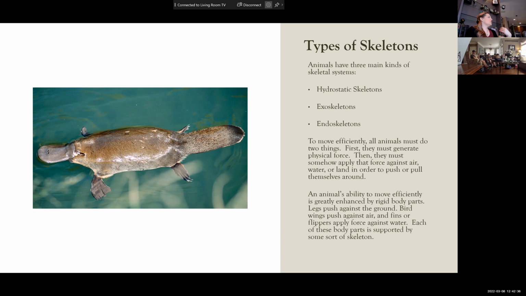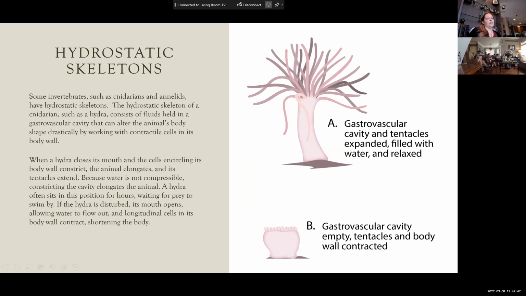So while one contracts, its opposing muscle relaxes, and the opposite happens. Then when you flex one, you relax the other, and it's back and forth. It's pretty neat. So here's a hydrostatic skeleton. There you go. These little guys, we talked about them.